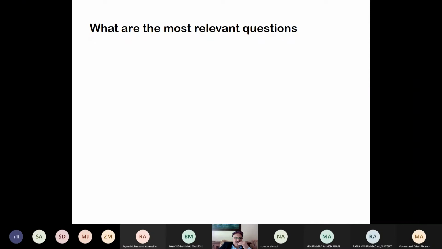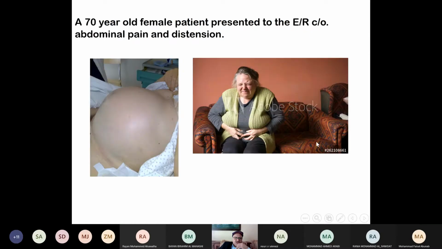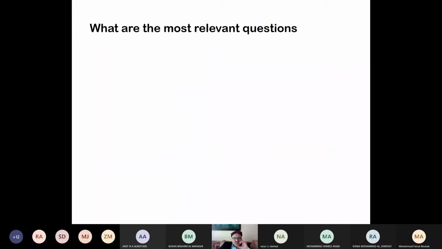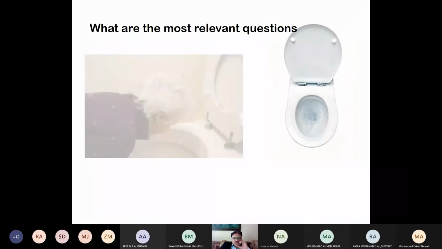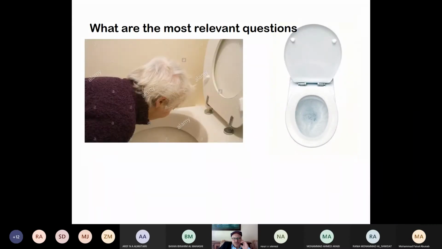The onset? No, not the details of the symptom. Another 2 symptoms. Bowel movement? What else? Vomiting. Constipation. So constipation and vomiting. Why have you chosen these 2 questions?